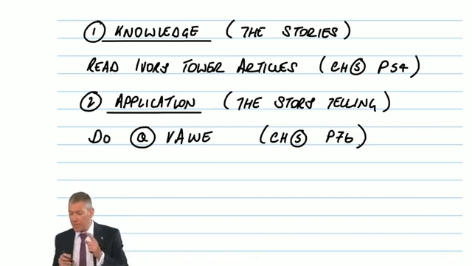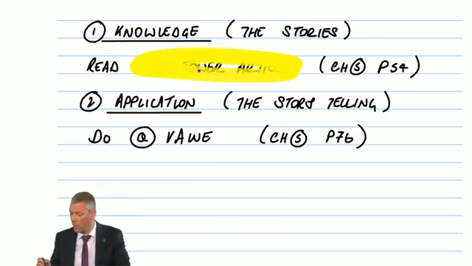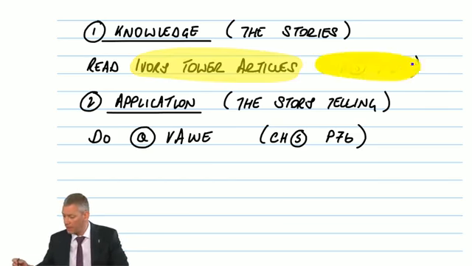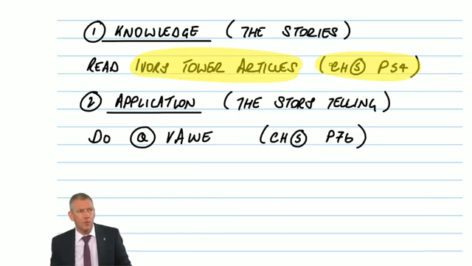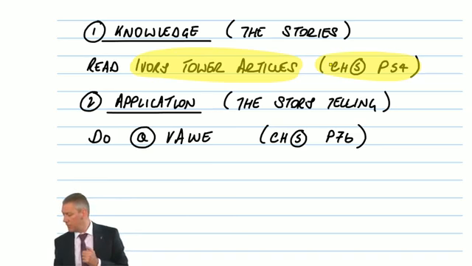Now, just to say it again, the Ivory Tower articles are all in chapter 5. You don't need to go anywhere. From where can we download the Ivory Tower articles? You have them already. They're in chapter 5 of your class notes, so you don't need to go anywhere to download them.